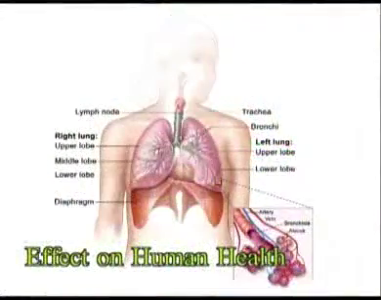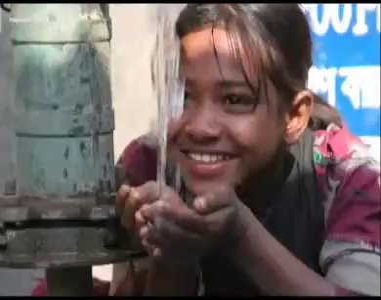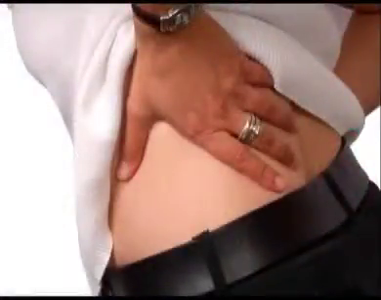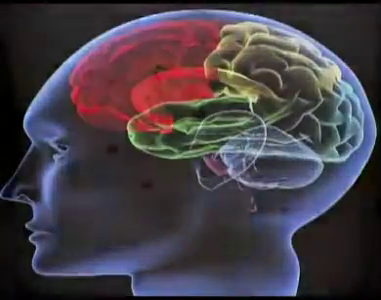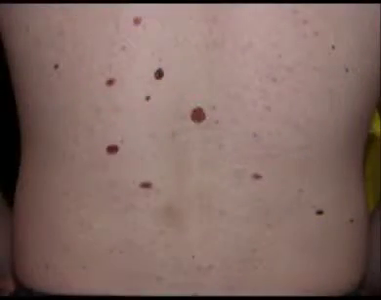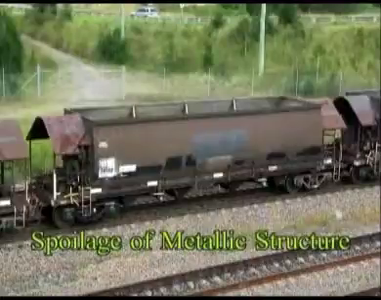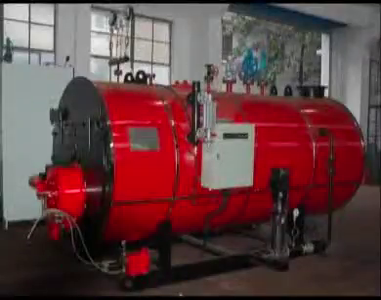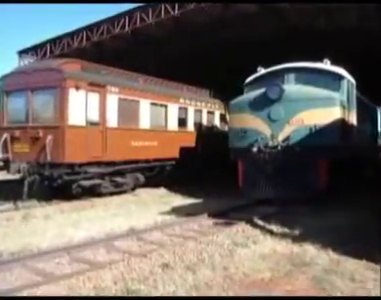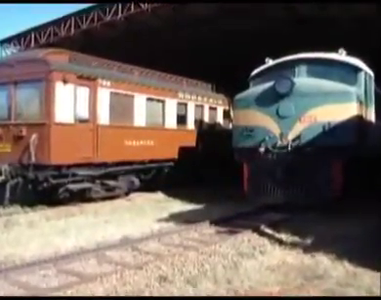Effect on human health. Acidic water, when used for drinking purposes, damages kidney, bones, and brain. Acid rain causes skin cancer. Spoilage of metallic structures. Big boilers, fermenters, and railway carriages lying in the open get corroded and rusted.